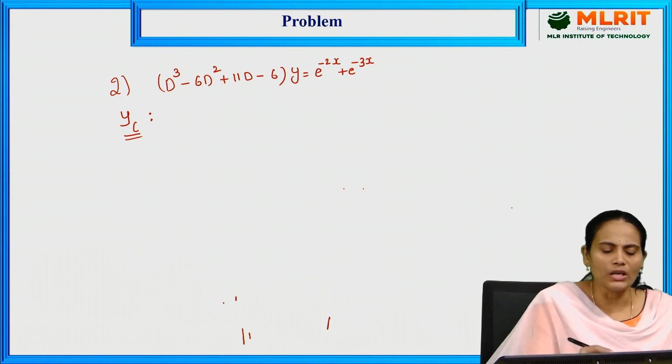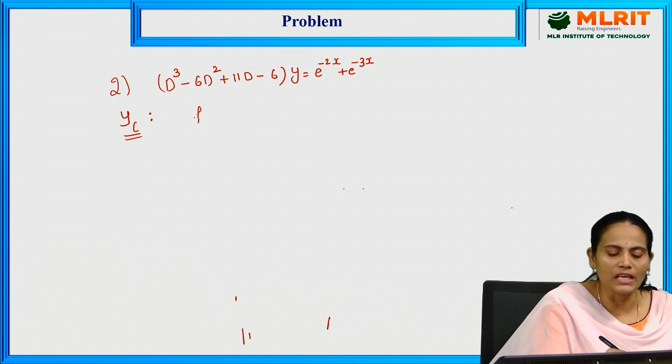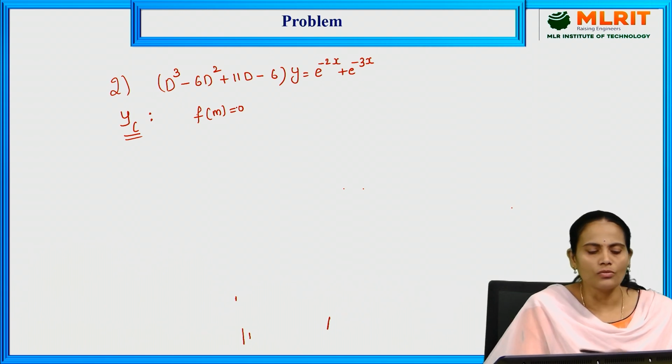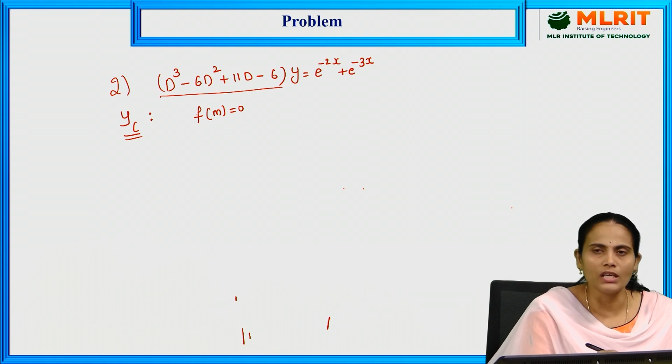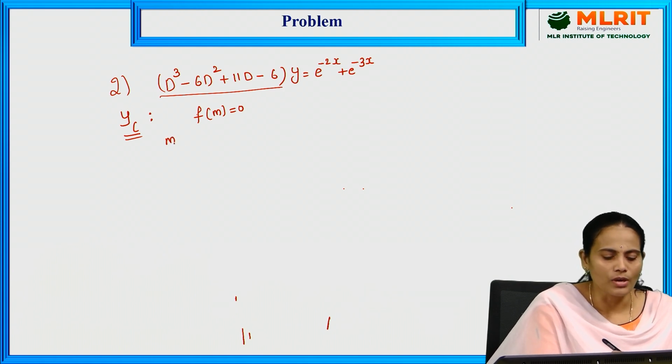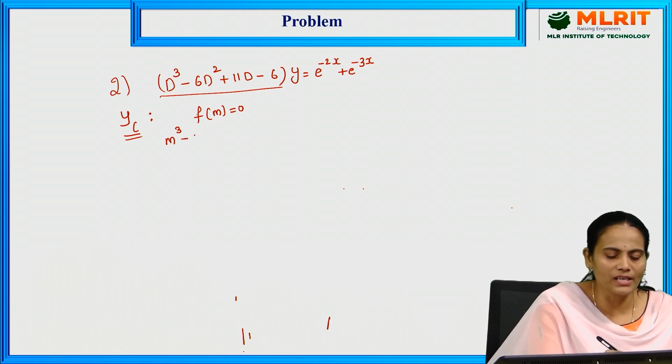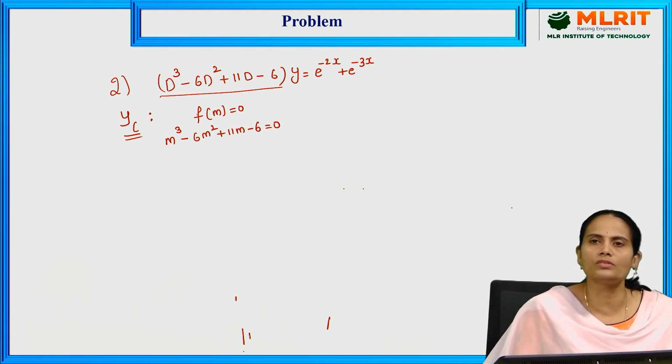The auxiliary equation is nothing but the algebraic equation f(m) = 0. So we know what f(D) is. In this f(D) we have to substitute D = m. So m cube minus 6m square plus 11m minus 6 is equal to 0.